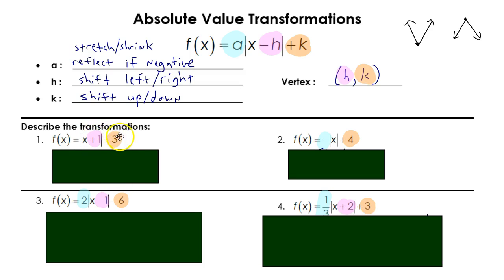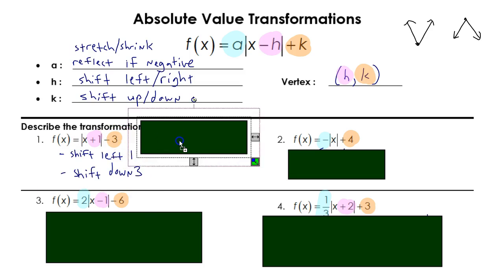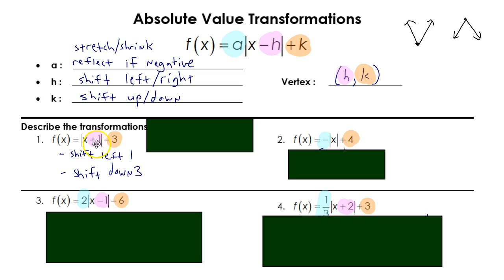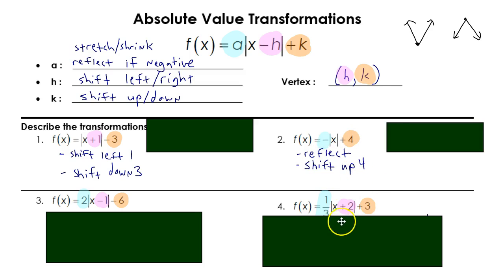But the minus 3 at the end doesn't have that limitation. It is exactly as you see it. So minus 3 is down 3. So we have left 1 and down 3. In example number 2, if you have a negative in the front of your absolute value notation, that's a reflection. And the plus 4 at the end is going to be a shift up 4 because it is outside of the absolute value bars.